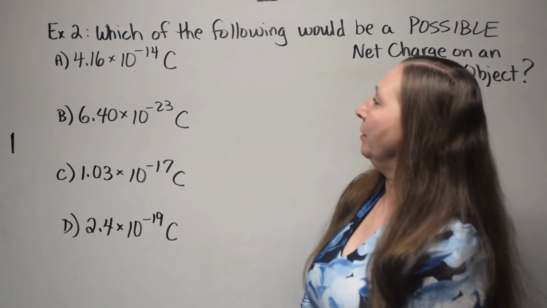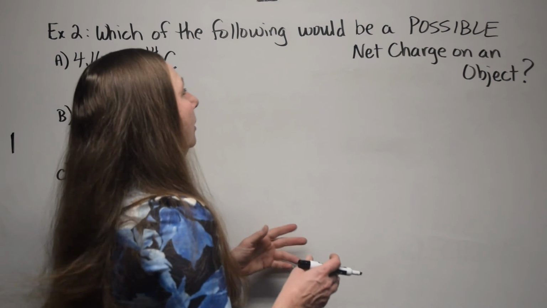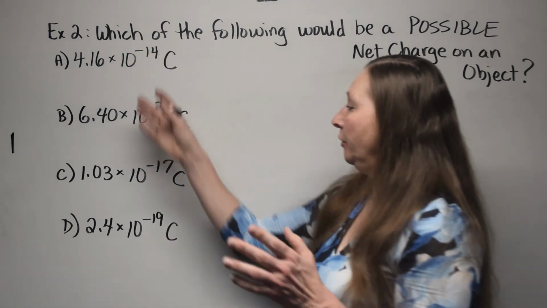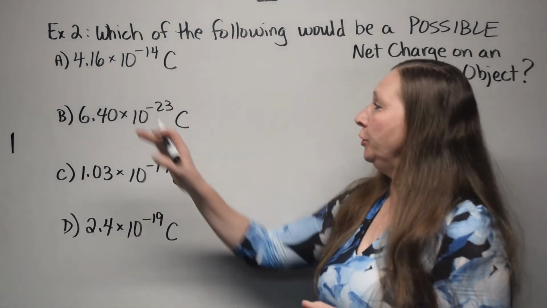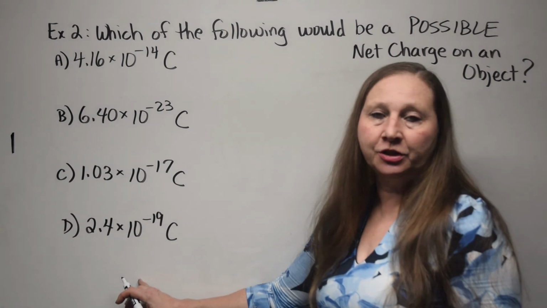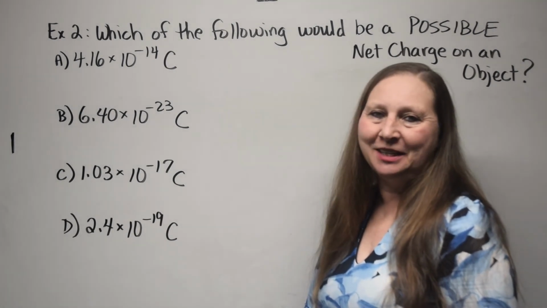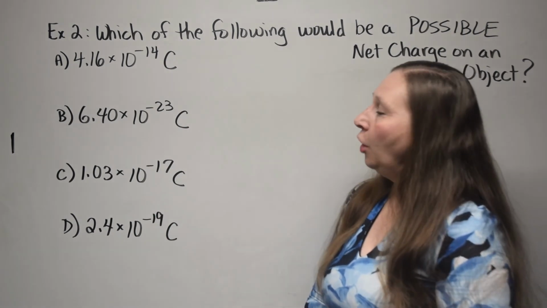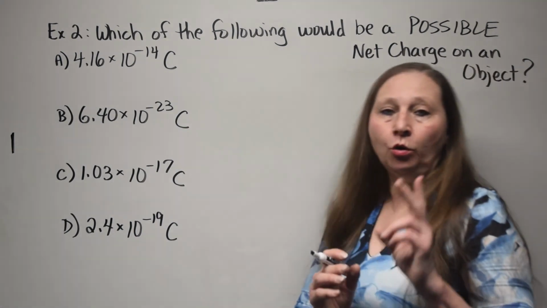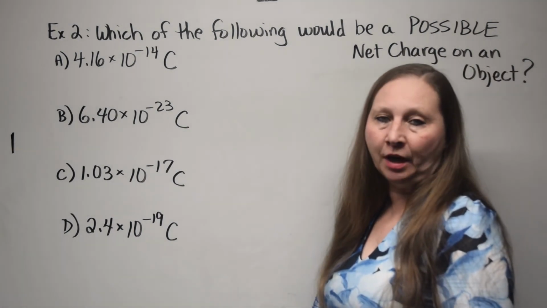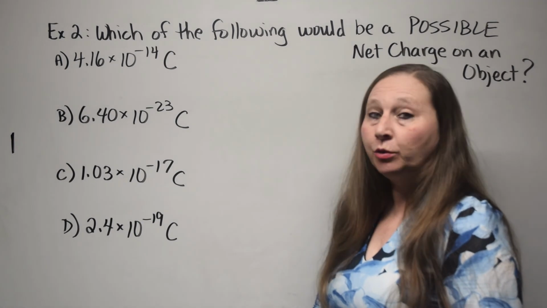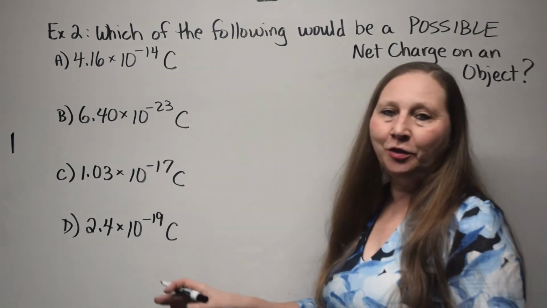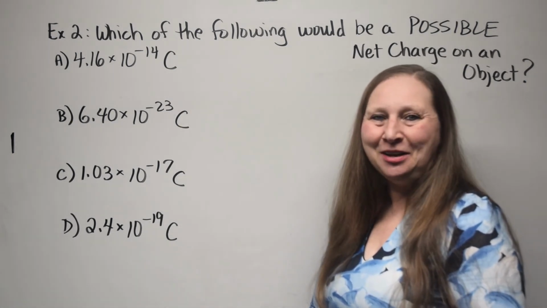Here's another similar problem. Which of the following would be a possible net charge on an object? So here are your possible net charges. So you're going to take each of these possible net charges, divide them by 1.6 times 10 to the negative 19, and see which gives a whole number, which one is possible. So only one is possible, so only one will give a whole number answer. The others will be some sort of decimals, and they will not be possible. So go ahead and pause the video, do all the math, and we'll see if we agree.